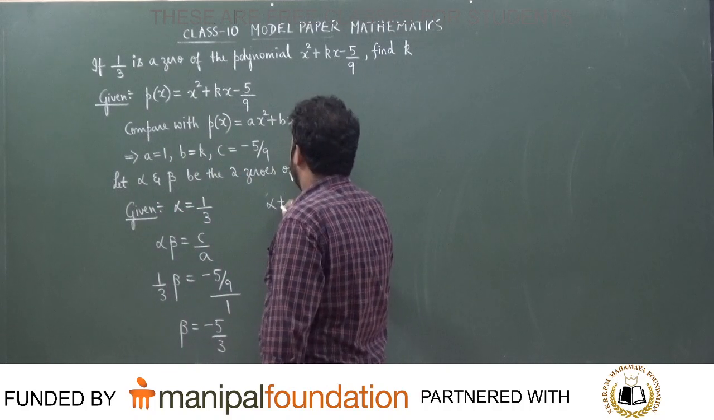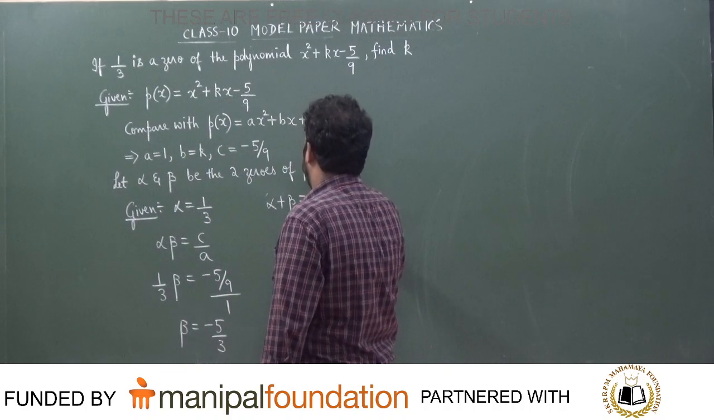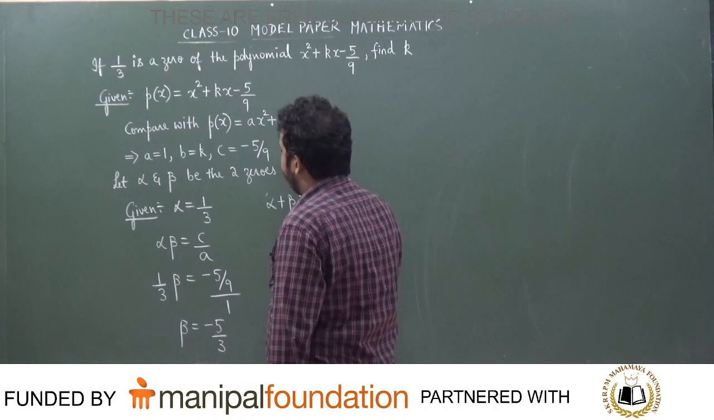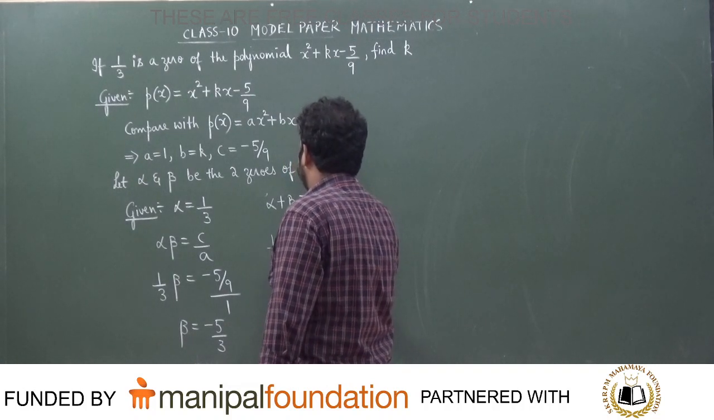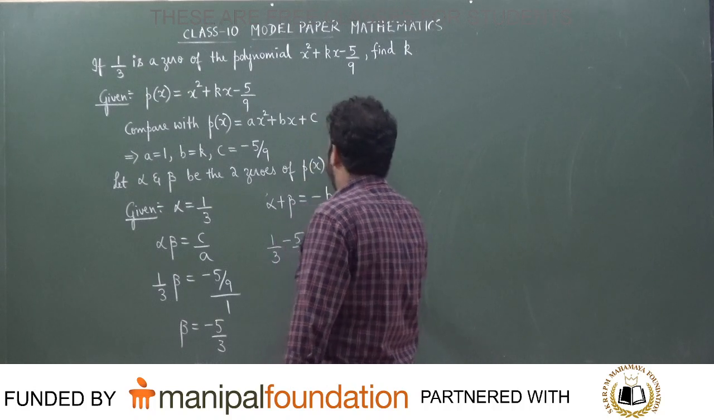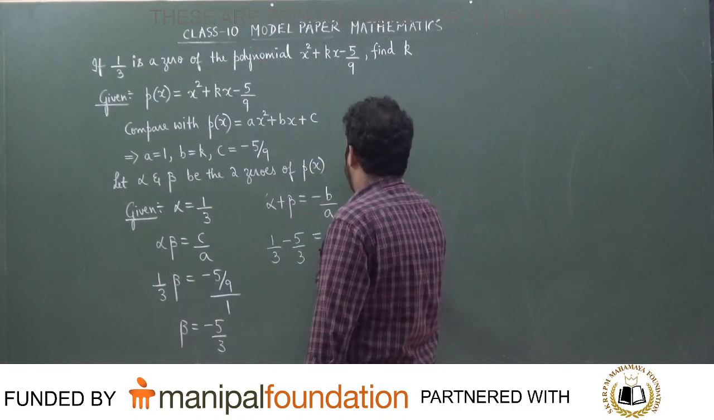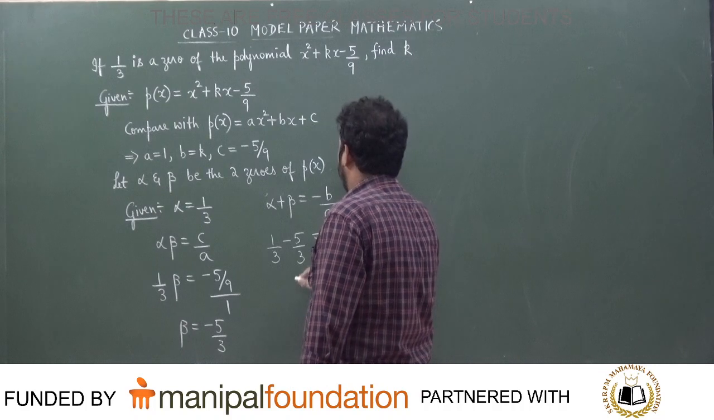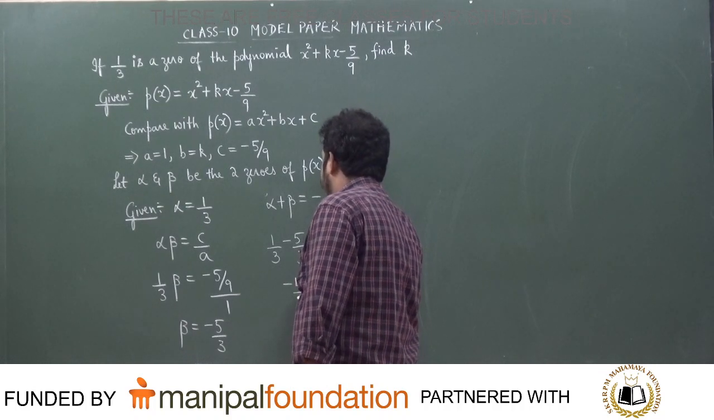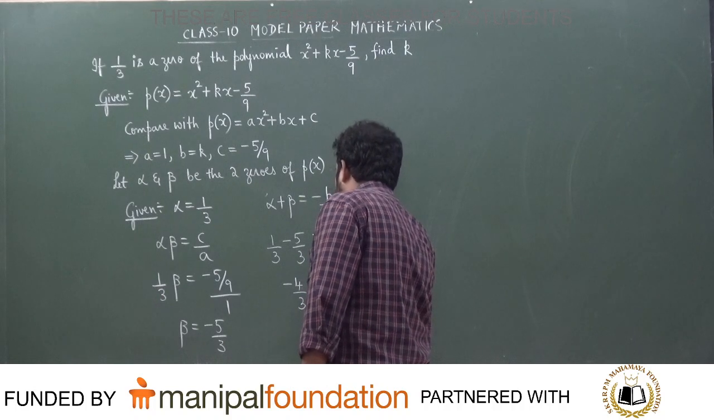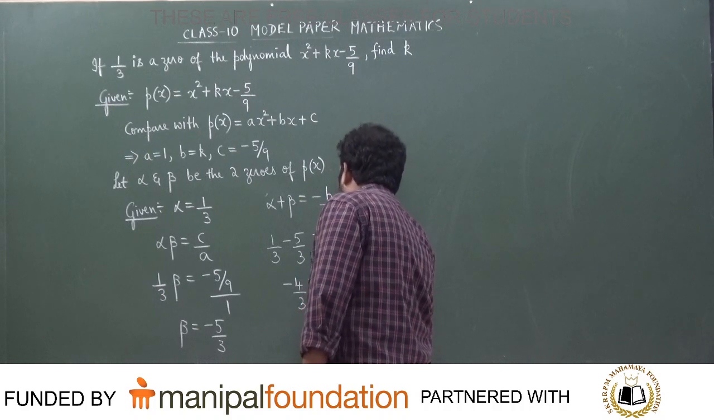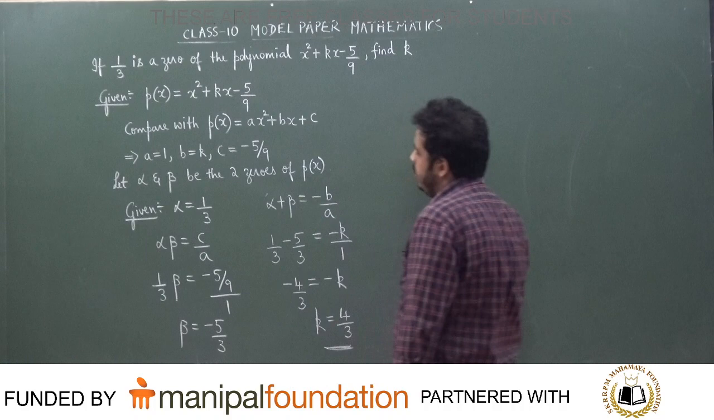Next you calculate the value of alpha plus beta, that is equal to minus b by a. What is alpha plus beta? Alpha is nothing but 1 by 3, beta is nothing but minus 5 by 3, that is equal to minus of b. B is how much? K, divided by 1. So what is the answer that we get? Minus 4 by 3, that is equal to minus k. So what is the value of k? The value of k is equal to 4 divided by 3, which is the answer to the question.